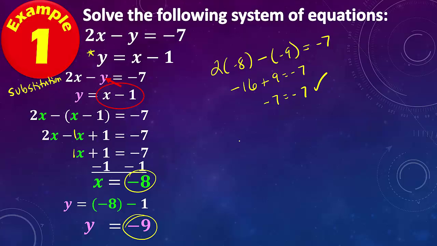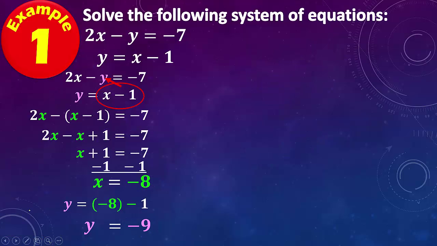Now, just because it worked in one doesn't mean it's going to work in the other, so we want to check that too. So we should plug it in. Negative 9 for y, negative 8 for x. So we have negative 9 equals negative 8 minus 1, which does in fact equal negative 9, so it checks out in both of them. So we're good. So our answer is in fact negative 8, negative 9, and this is how you should write the answer. Just like this.